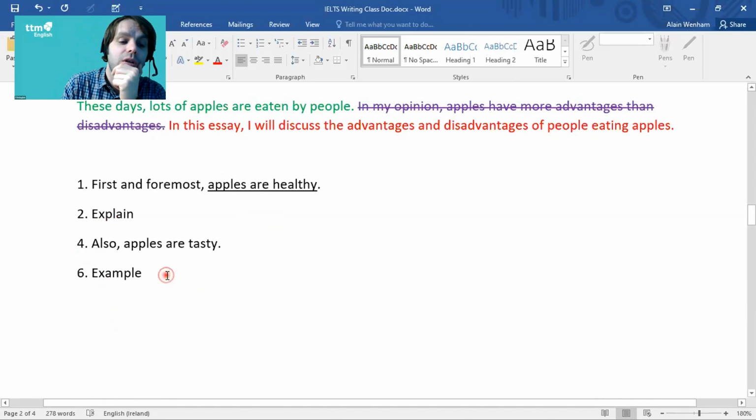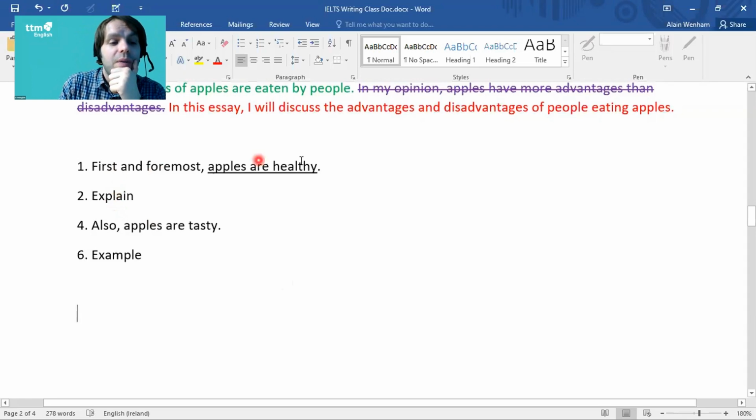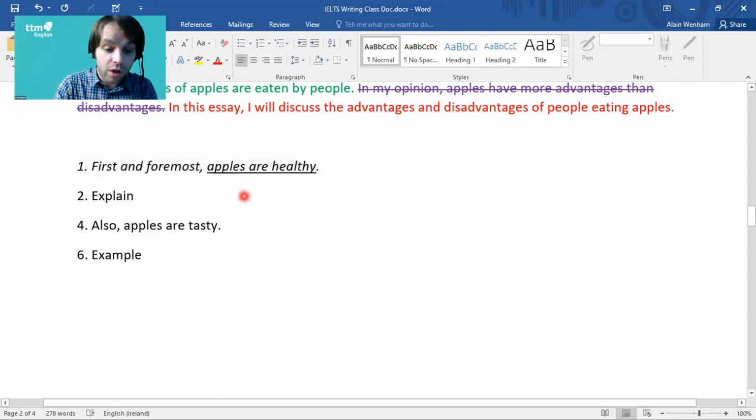Imagine you're in an exam. It's an advantages and disadvantages essay. So you want to do 2 and 2, right? Write me one, you've got sentence 1 already. You don't need to write that sentence, that's okay. Write me one sentence explaining why apples are healthy. Try and use the word because.